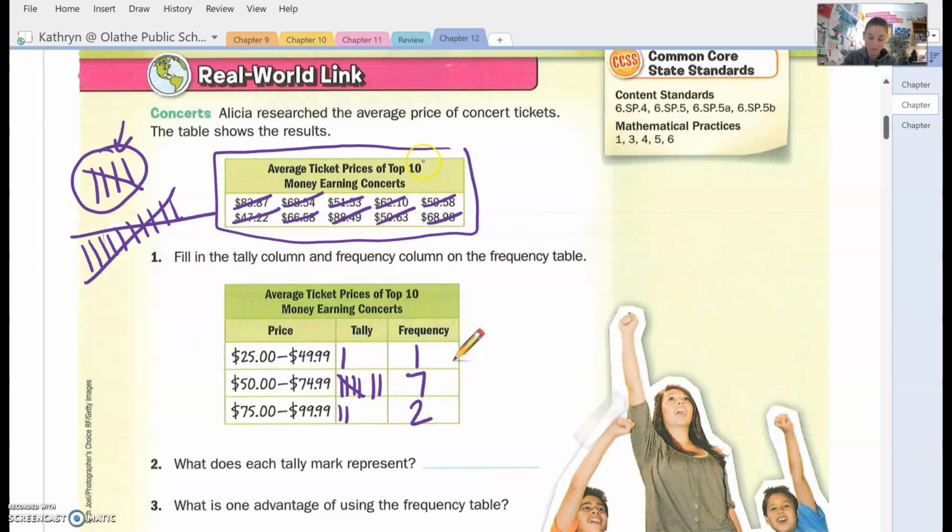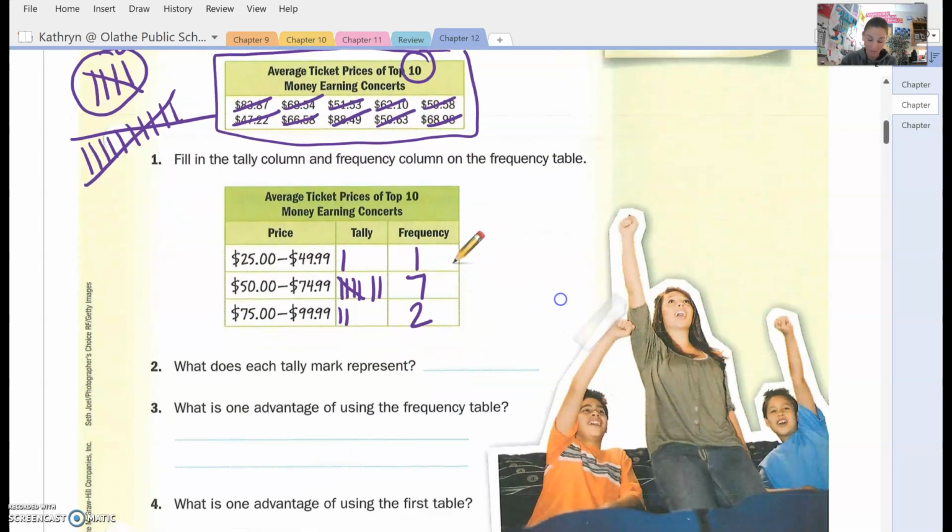Now remember I told you there was a total of 10 concert tickets. So we should have a number of 10, right? Very good, and we do, because 1 plus 7 plus 2. So we're just double checking ourselves. Next, what does each tally mark represent? Well, each tally mark represents one concert ticket. Okay, one concert ticket. So we're going to write that down.